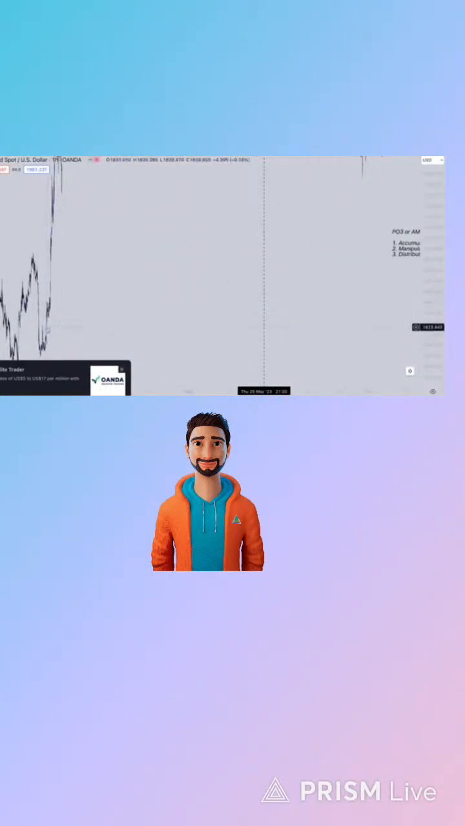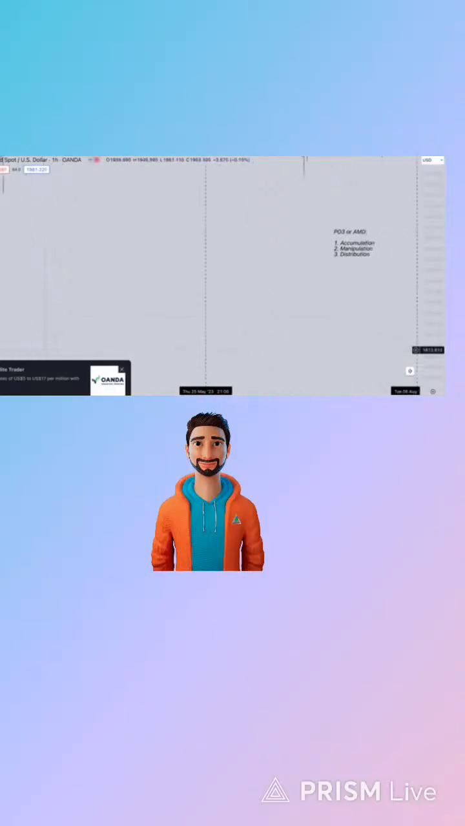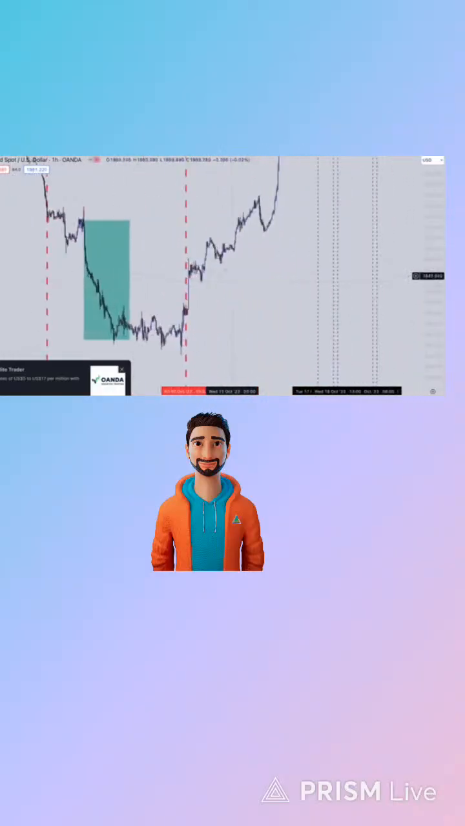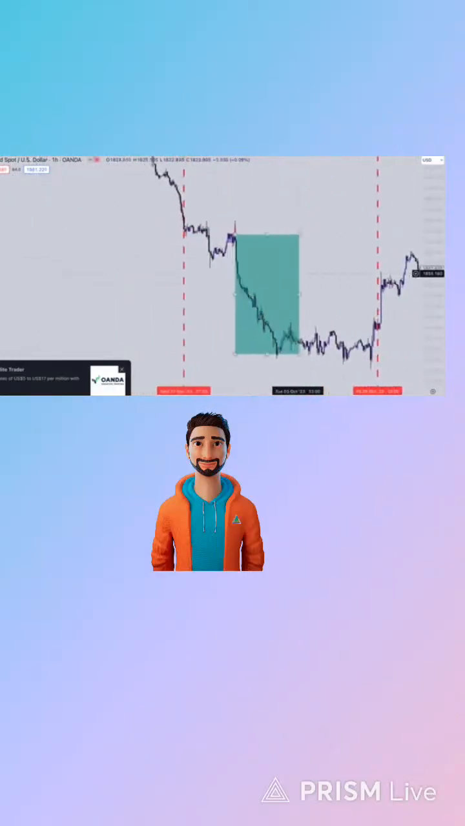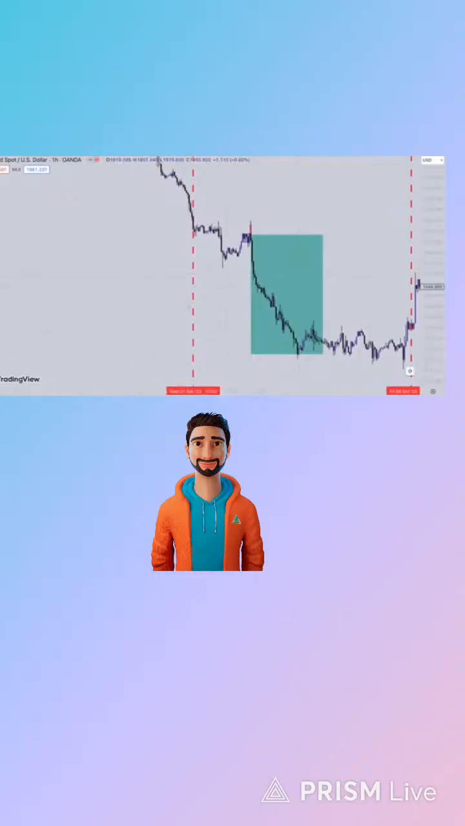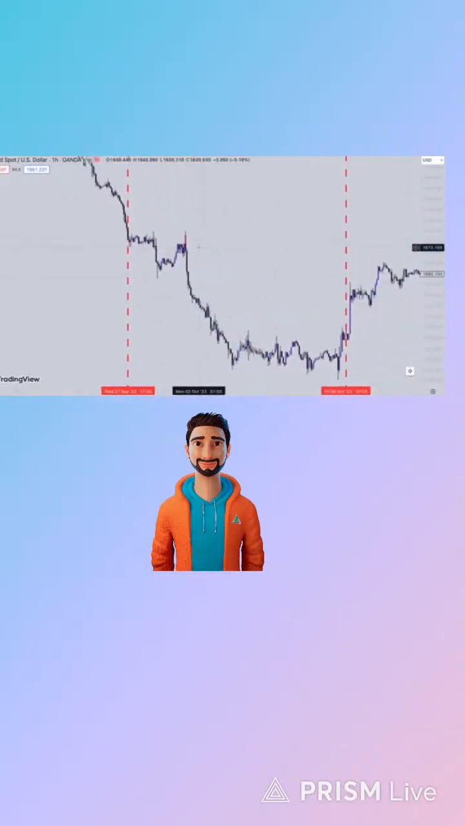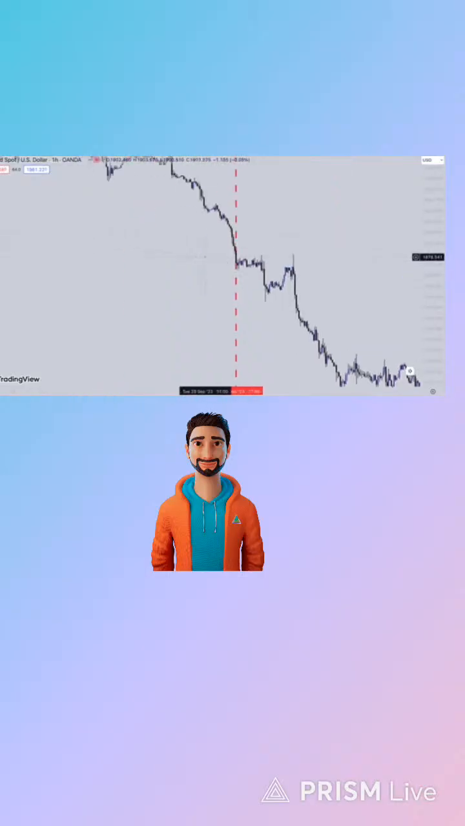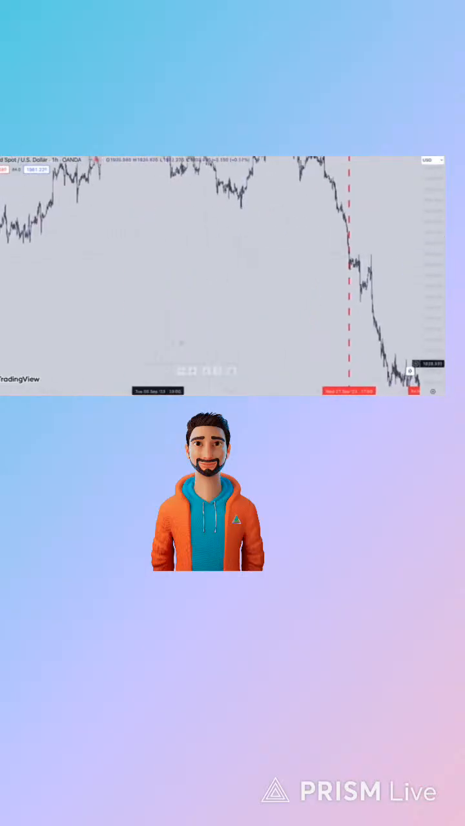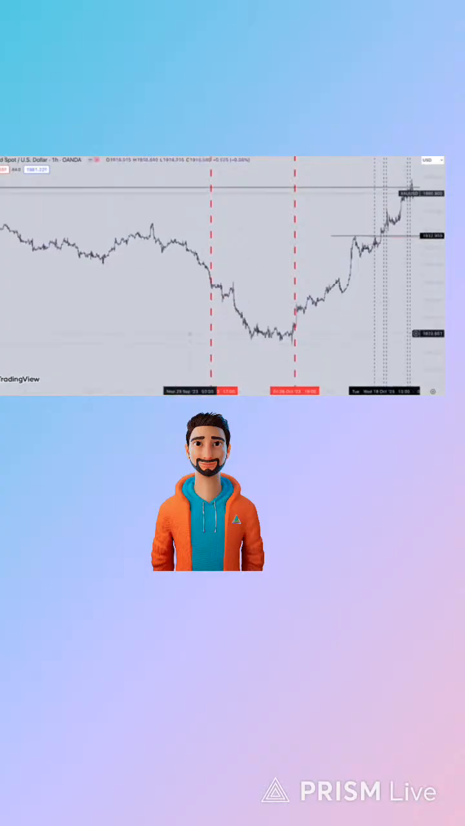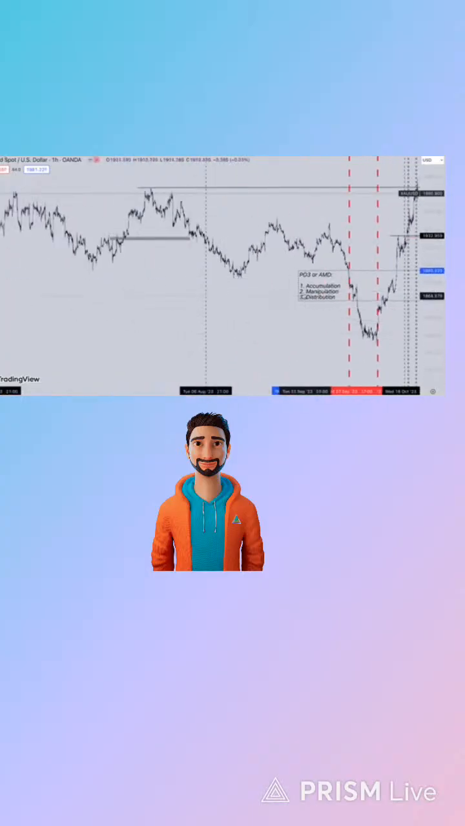Even go back and target levels over here. This consolidation, fair value gap, order block, liquidity, you can target all of that. But yeah, that's to the downside. Accumulation, manipulation, distribution. We'll go over a few more examples in a second. But the second part of this AMD concept, let me put that back over here, sorry.